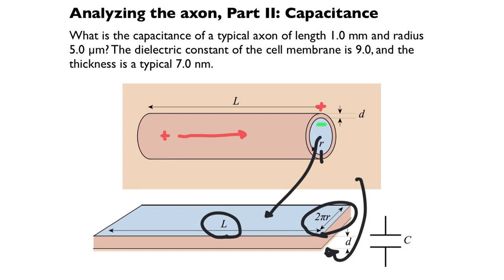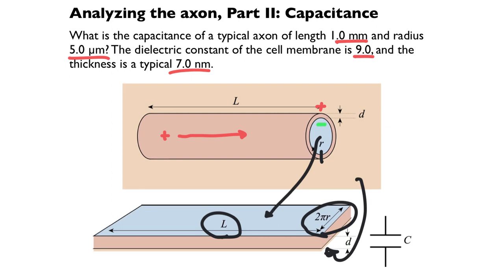It's got salty fluids on the inside, salty fluids on the outside, with an insulator in between. It's a capacitor. And we're going to calculate a typical capacitance for this length of axon. It's 1 millimeter long. It's got this radius. I know the dielectric constant of cell membranes, and I know a typical thickness.